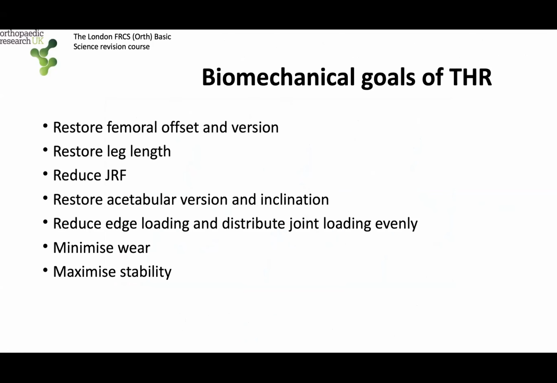So what are the biomechanical goals of a total hip replacement? You want to restore the femoral offset and the femoral version. You want to maintain leg lengths, restore it. You want to reduce the joint reaction force that goes through that hip. You want to restore the acetabular version and inclination, and therefore reduce edge loading. And you want to make sure the joint loading is evenly distributed. Ultimately, you want to ensure that the joint replacement has minimal wear and maximum stability.